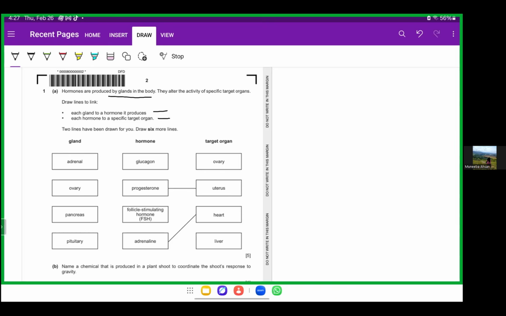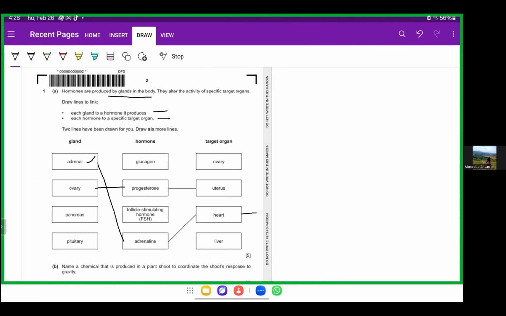So the first gland which has been given to you is adrenal. You know adrenal produces adrenaline, right? So we'll connect the adrenal to the adrenaline. Now what's the target organ? They have already given to you that it's the heart. Second gland that they have given is the ovary. Ovary, you know that it produces progesterone and estrogen. So progesterone will be acting on the uterus.